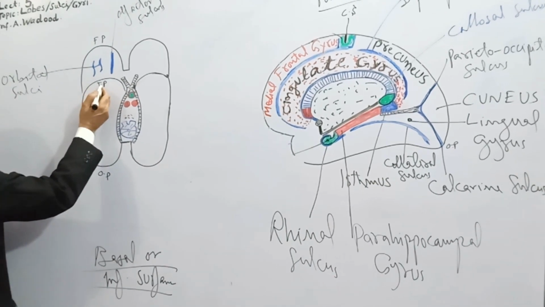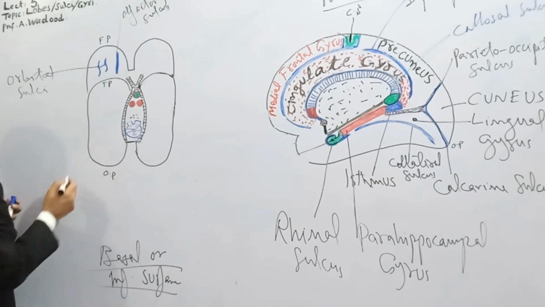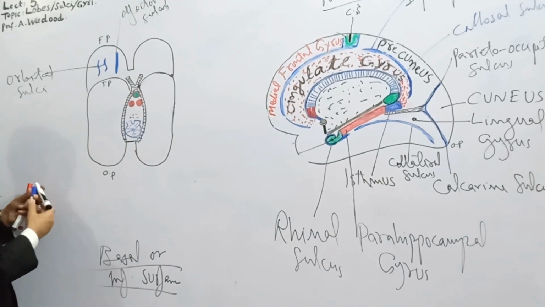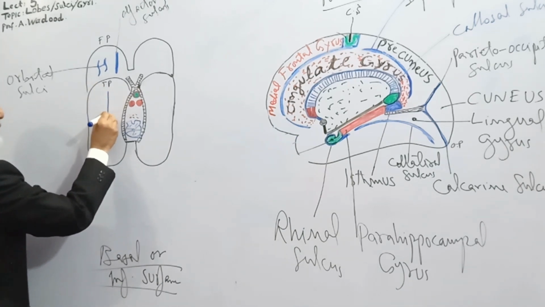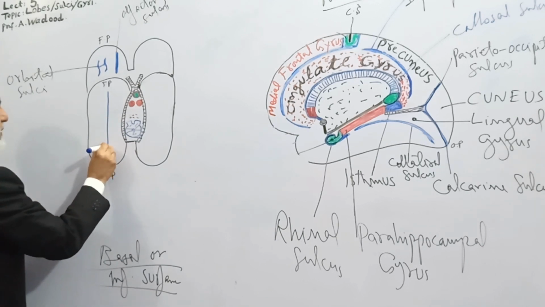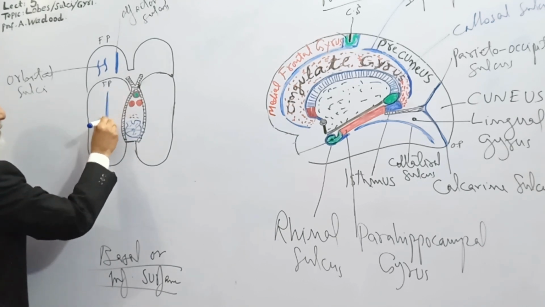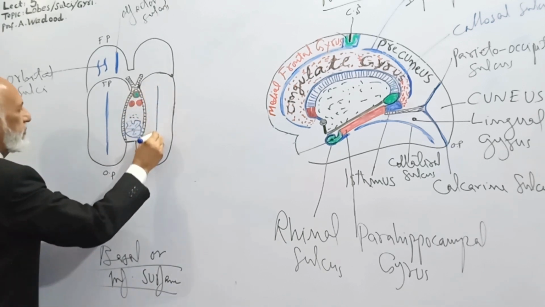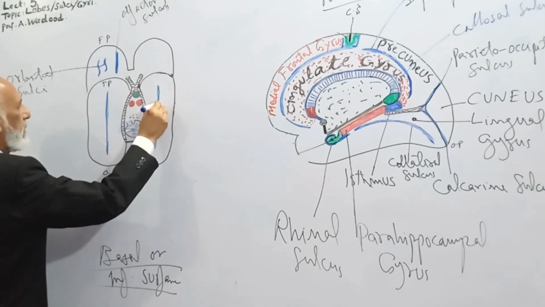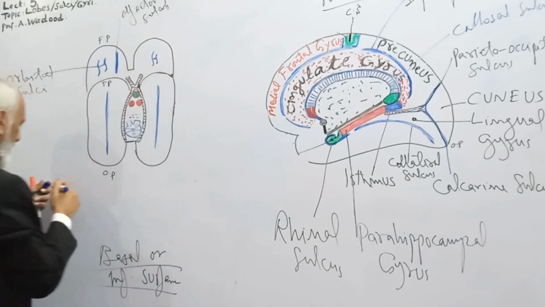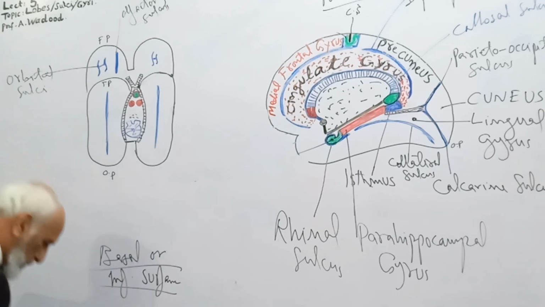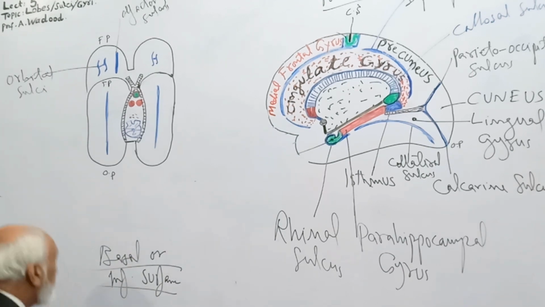Then on the tentorial part of the inferior surface, there is a sulcus which starts a little behind the temporal pole and runs backwards and ends a little in front of the occipital pole on each side. Now gyri.